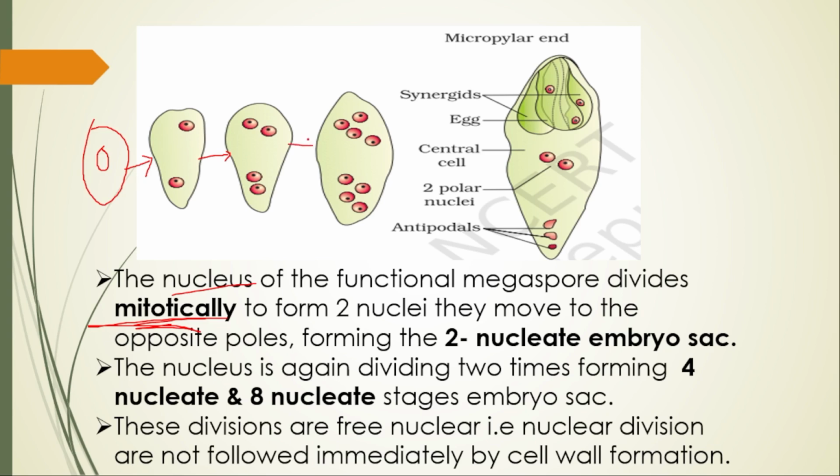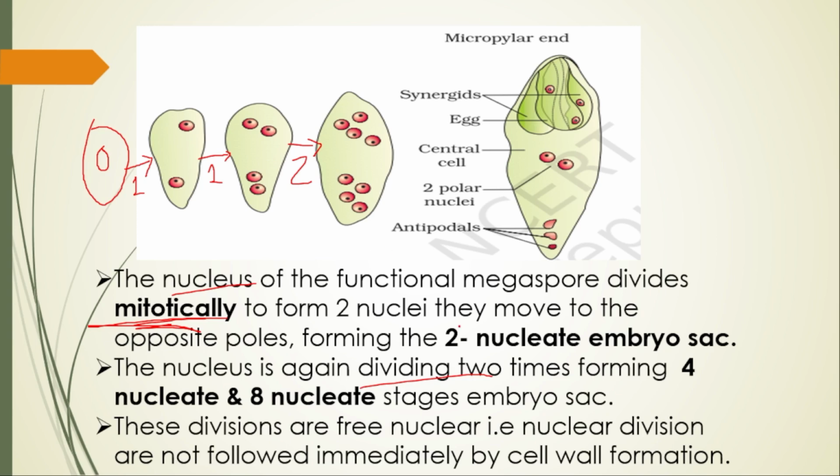Next, again at the opposite poles, one more mitotic division takes place to form 2, 4 and 8 nucleated conditions. Here the nucleus is again divided 2 times, forming the 4 nucleated and 8 nucleated stages of the embryo sac. See, here one time and here the second time. Actually this is the first one, 2, 3. After the 3 mitotic nuclear divisions, we get the 8 nucleated stage. These divisions are free nuclear.